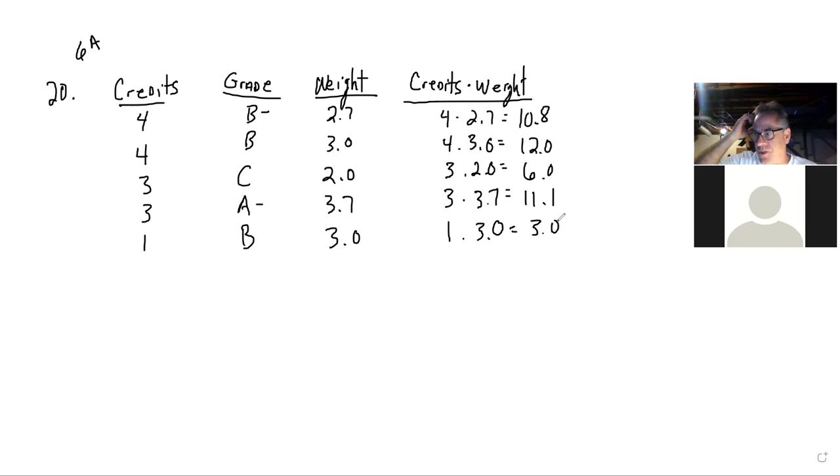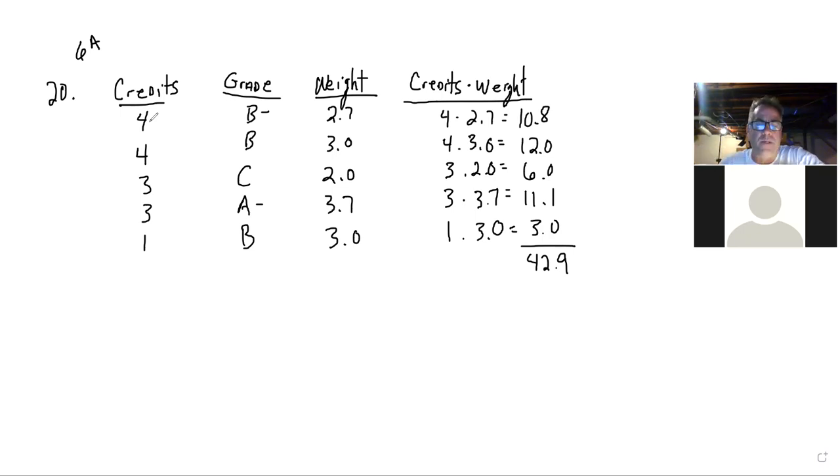Now, to actually find your GPA, you're going to add all your weighted scores, which was, again, credits times weight, and add all that up. So adding this column right here is going to be 42.9. And then, when we talk about mean, it is just adding up all the data and then dividing by the number of data values.